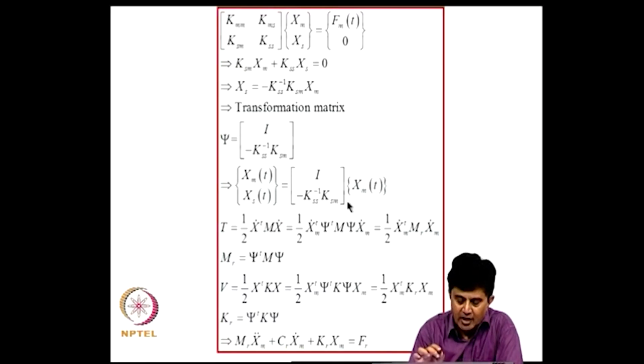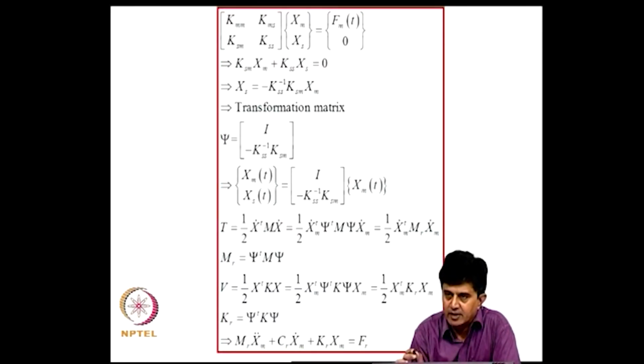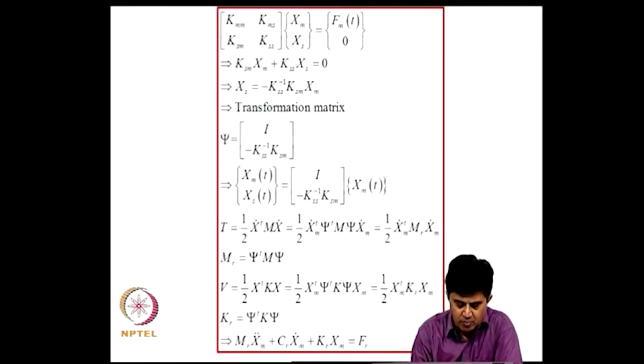Now, we can also look at the expression for kinetic energy and potential energy in the original system. The expression for kinetic energy is half x dot transpose m x dot. So, x I am writing as psi into xm. So, if I make that substitution for x dot I will write psi xm dot, and for x dot transpose it will be xm dot transpose psi transpose. So, if I now call this quantity psi transpose m psi as mr, I get the expression for kinetic energy in the reduced model as shown here. So, this mr is now the reduced mass matrix.